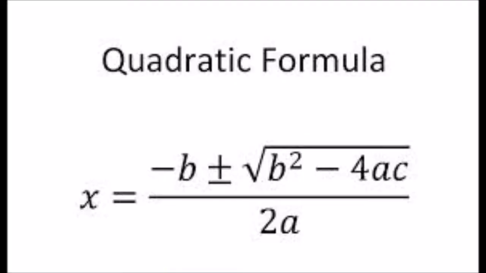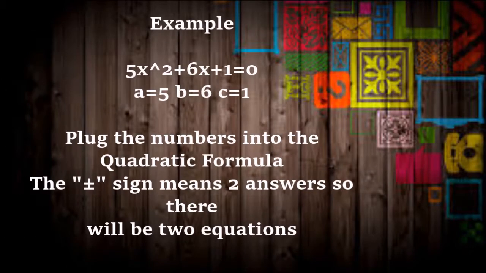The quadratic formula is x equals the opposite of b plus or minus the square root of b squared minus 4ac. Here is an example: 5x² + 6x + 1 = 0. a will equal 5, b will equal 6, and c will equal 1.